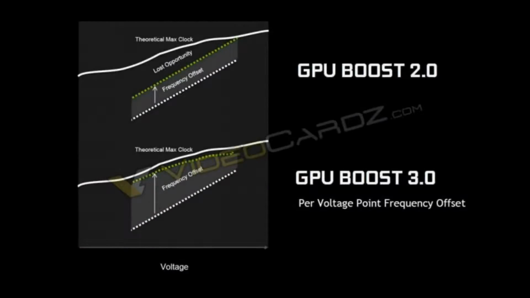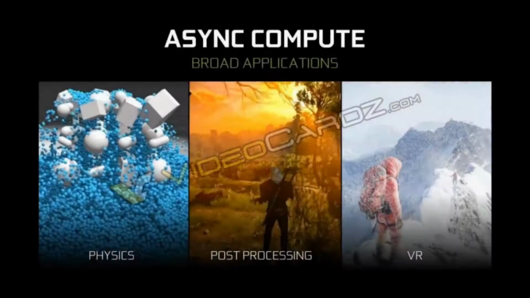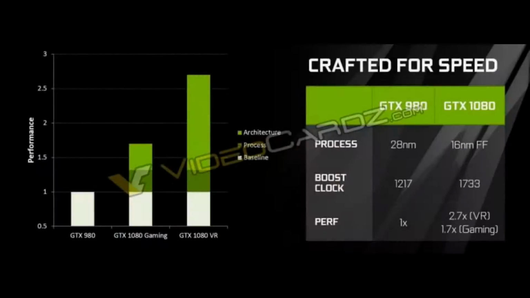We've got a new turbo boost. I'm not sure how great that's going to be. As far as I was aware, Maxwell seemed to hold its theoretical maximum clock pretty well. We've got new SLI bridges. We've got new preemption, the first ever pixel level graphics preemption. I'm going to need to read up a little bit more on that one. We finally have asynchronous compute. And we should be a maximum of 1.7 times faster than the GTX 980, or around about 25% faster than the reference GTX 980 Ti.